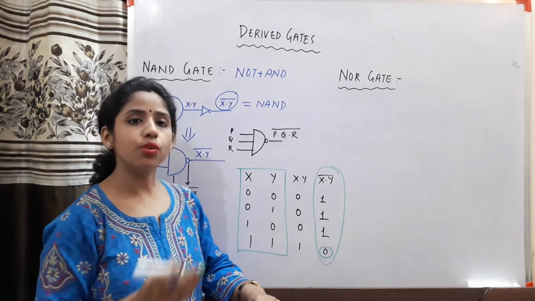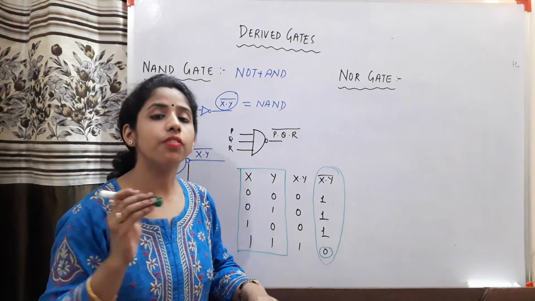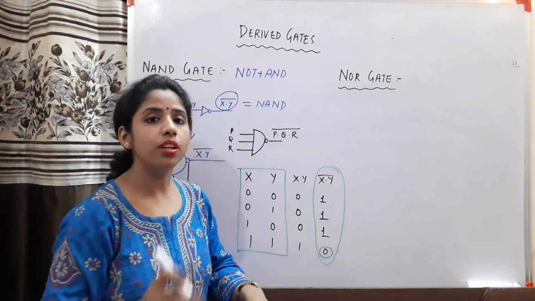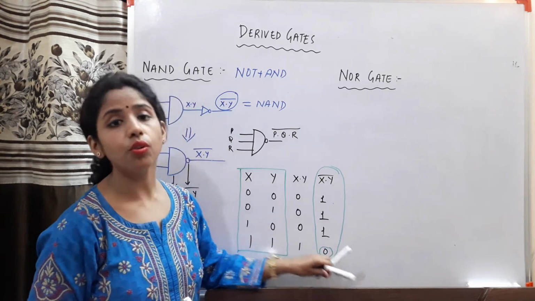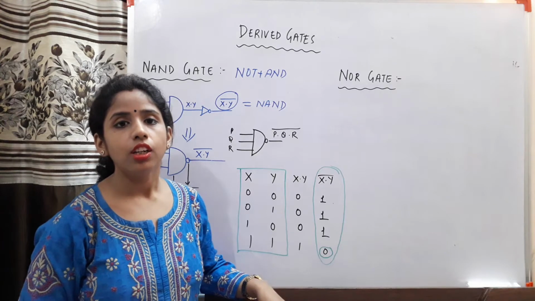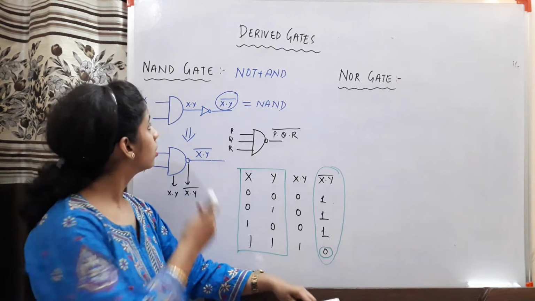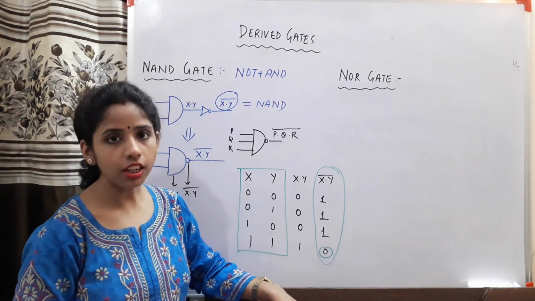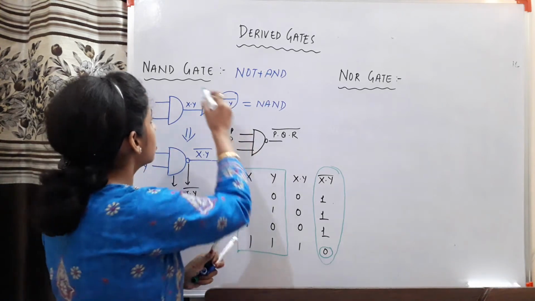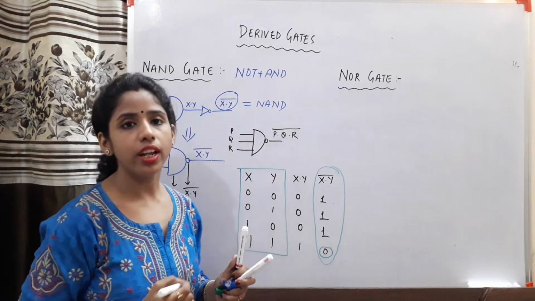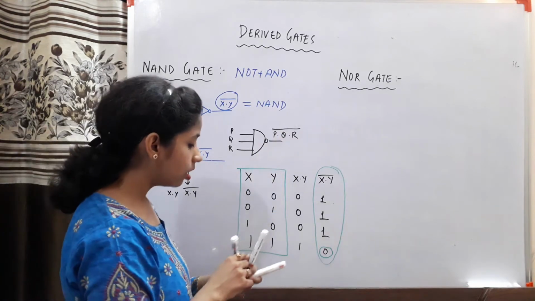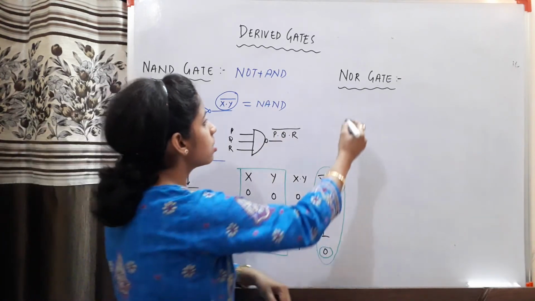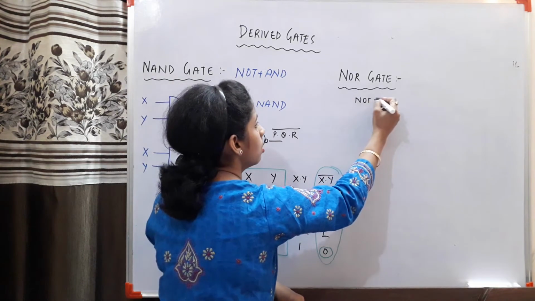Right? What used to happen in case of AND? In case of AND, the output was 1 only when all the inputs were 1. Here the output is 0 only when all the inputs are 1. So this is the opposite of AND gate. Clear? And this justifies that this gate is a combination of NOT and AND. In the same way, if I talk about NOR gate, then NOR gate is a combination of NOT plus OR.